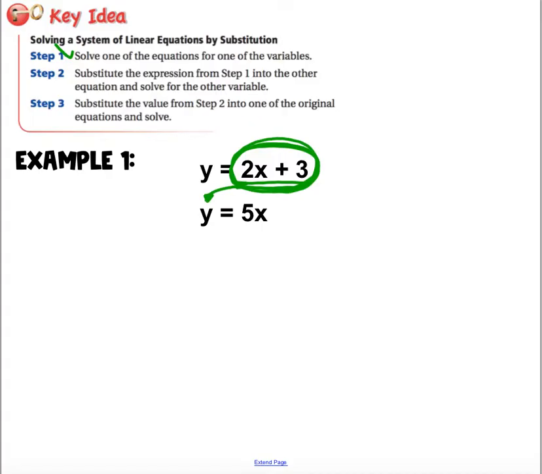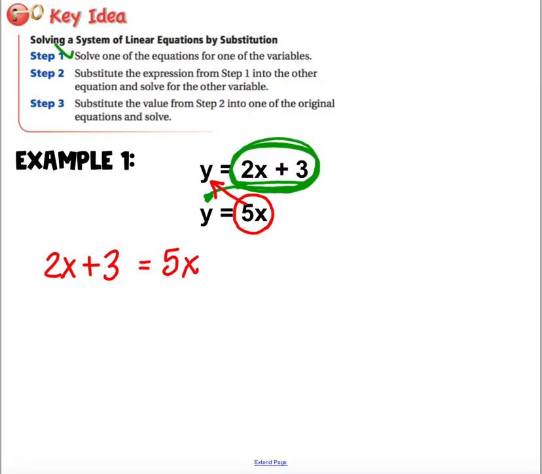So what does y equal? 2x plus 3, which equals 5x. See how that works? You could also do it the other way. Looking at the second equation, y equals 5x, and plug it into the first equation. We are substituting one expression into the other equation.